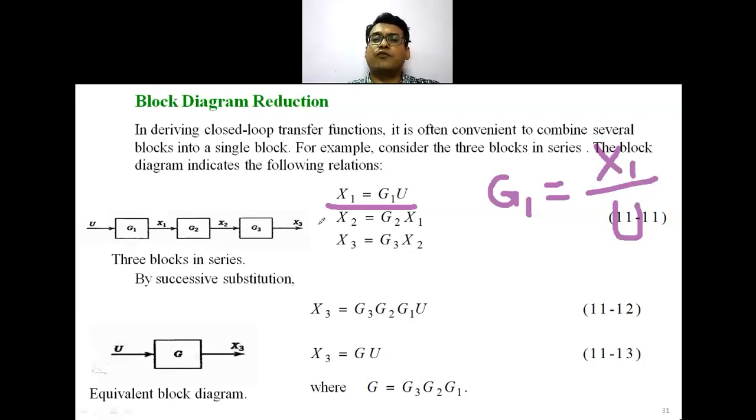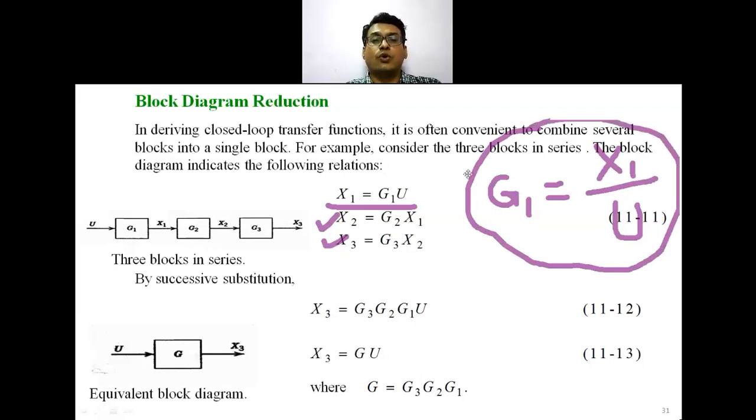Similarly, we can write for x2 and x3. Every time we are using the transfer function, which is nothing but the Laplace transform of the output deviation variable upon input deviation variable. So by process of successive substitution, you can get x3, which is equal to G3 G2 G1 into u.